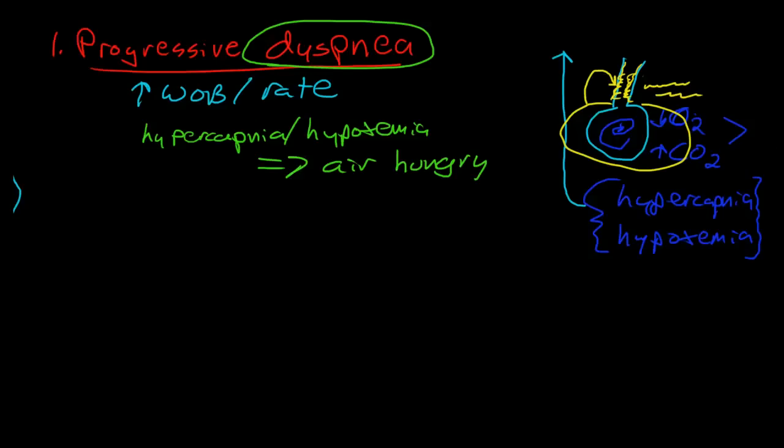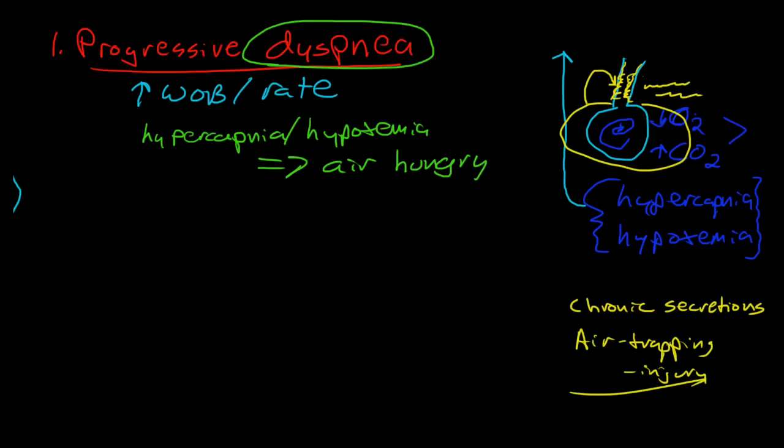So what is it that makes inflammation worse? Well, it's the presence of chronic secretions, and these chronic secretions are filled with white blood cells and inflammatory mediators, and the air trapping itself causes injury. So we end up with more inflammation and lung fibrosis. So even without added insult, this is going to be a progressive condition because of this downward spiral.